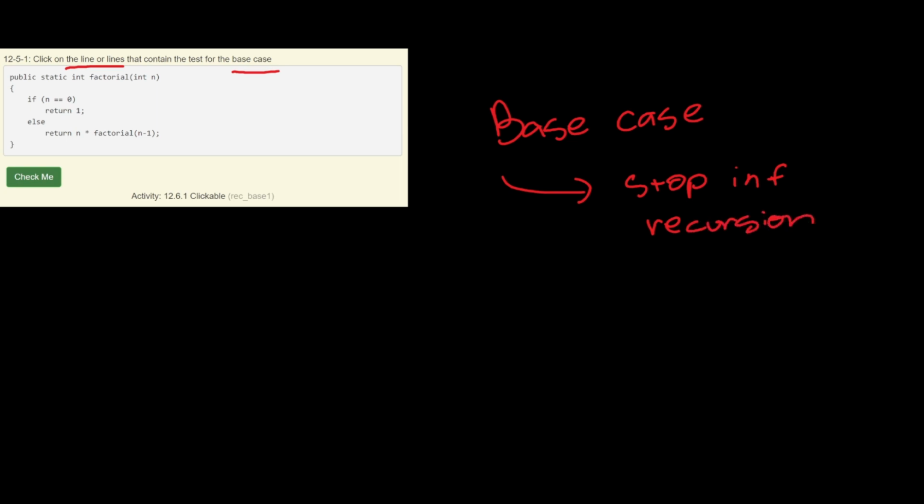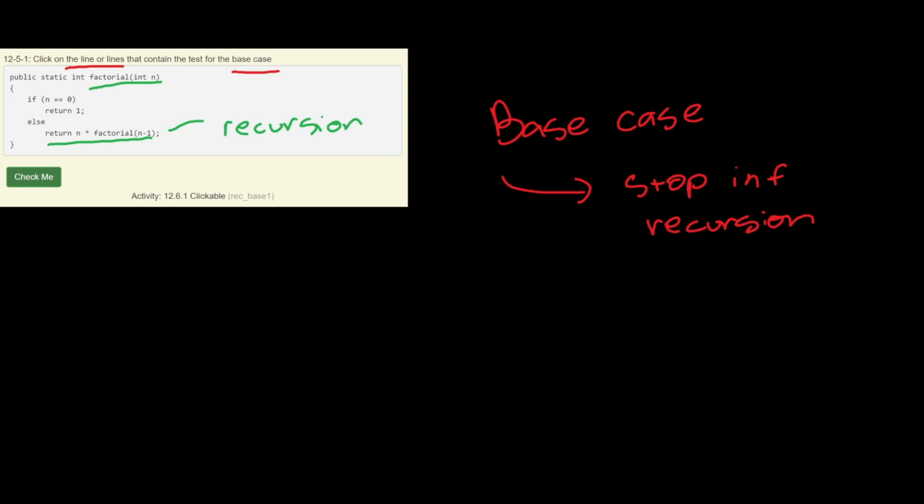So here we can see that we have the method factorial, and it's taking an int. And here in this else statement is where we're calling the factorial method within the factorial method. So this is the recursion part of the code, because it's calling the factorial method.